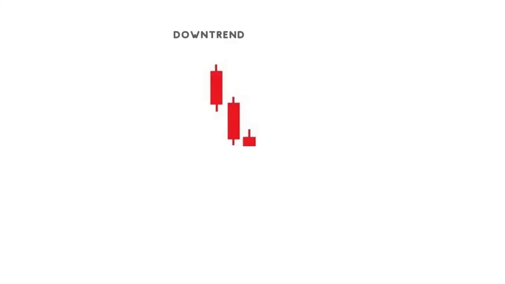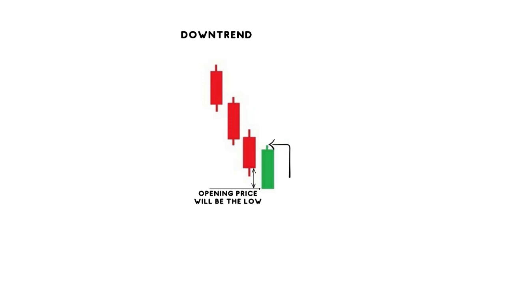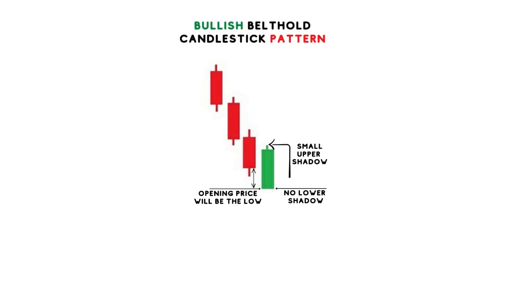In a downtrend, you'll see a series of bearish candles, and they will be met by a bullish candle. This bullish candle's opening price will be the low for the day, and will open lower than the close of the previous day. It will also close well into the body of the previous candle. Furthermore, it will have a very small upper shadow and no lower shadow. This is the bullish belt hold candlestick pattern.